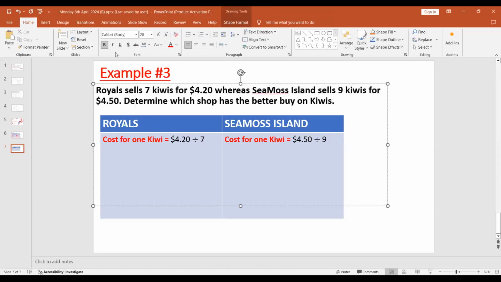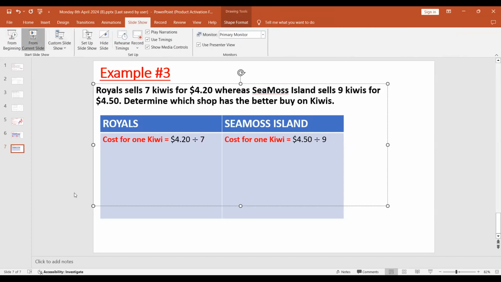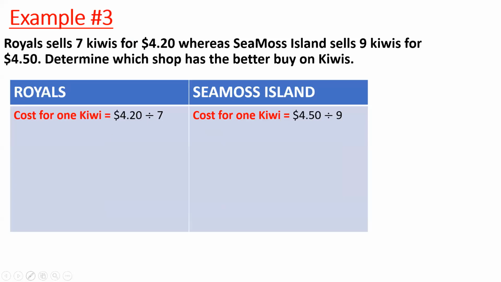All right, so let's determine it. The cost for one kiwi, we're going to divide 420 by 7. So let's do that. We have 420, we have 7 here. It's going to be $4.20.